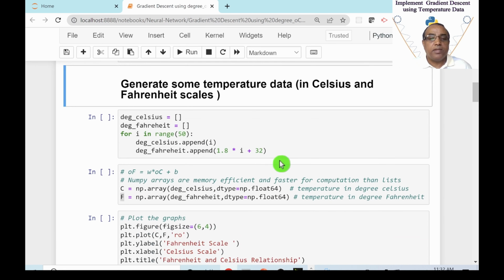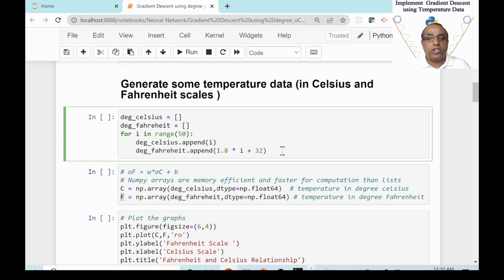Alright. Then the next thing we need to do is generate some temperature data in degrees Celsius and degrees Fahrenheit. So we have these two empty lists. The first one is for degree Celsius, the second one is for degree Fahrenheit. We need to use this loop to append degree Celsius and degree Fahrenheit values. That's the purpose of this cell. You can generate 50 data points using this loop.